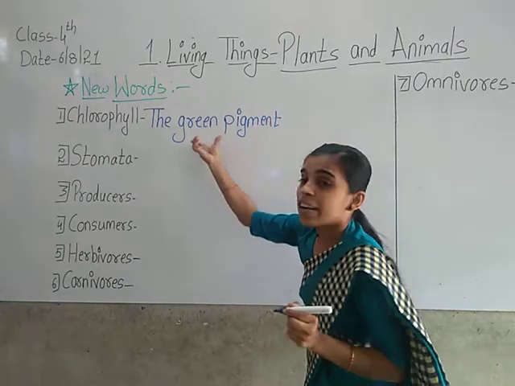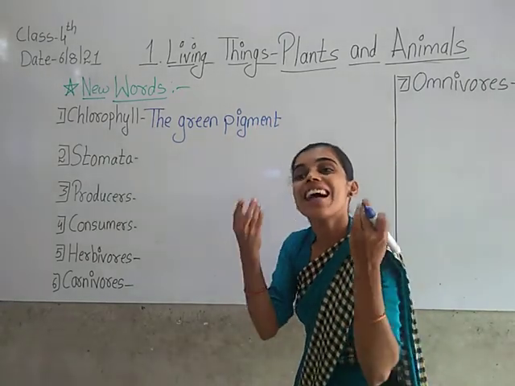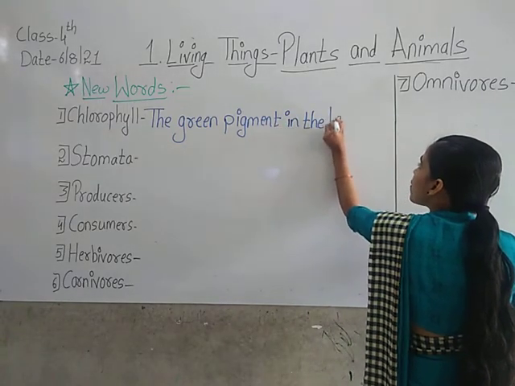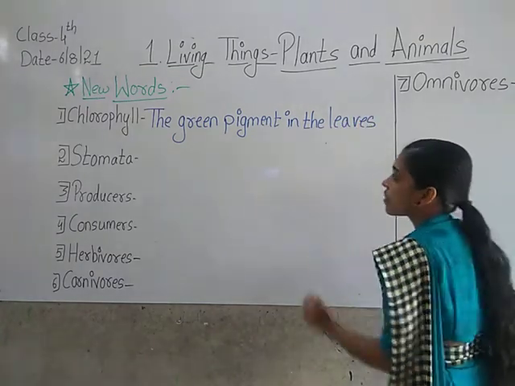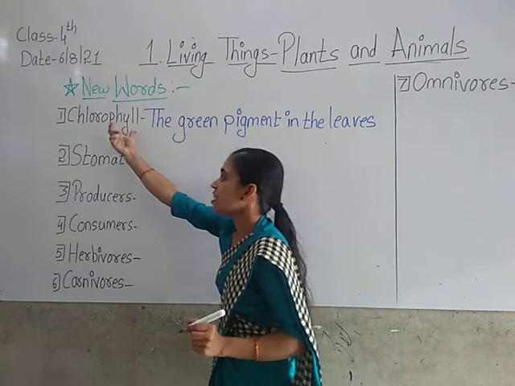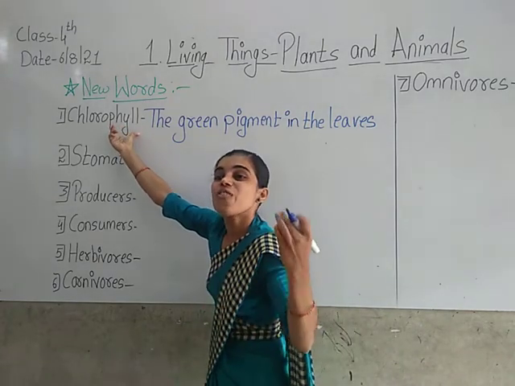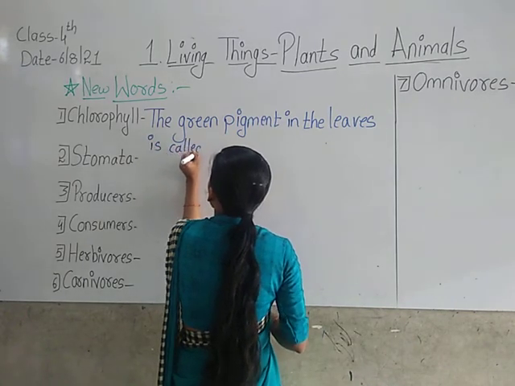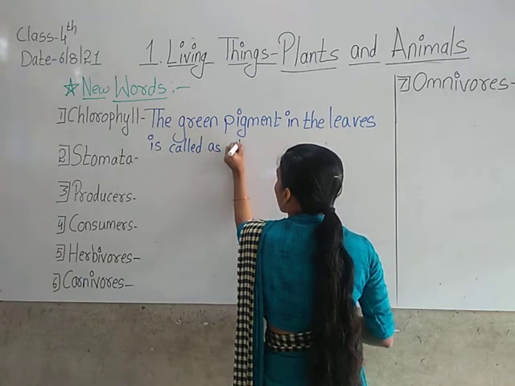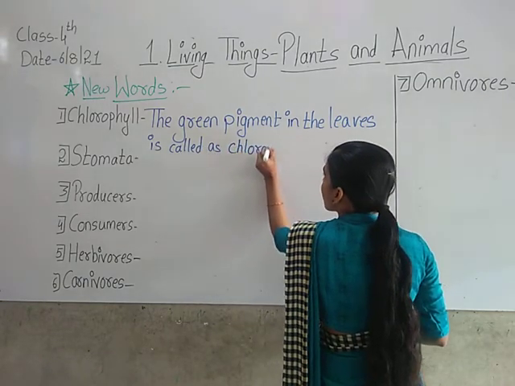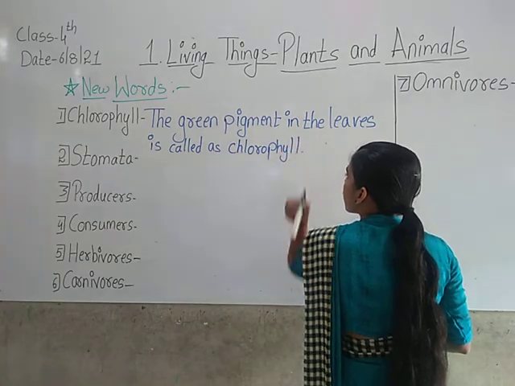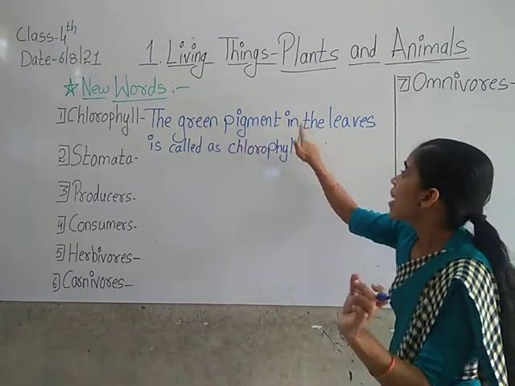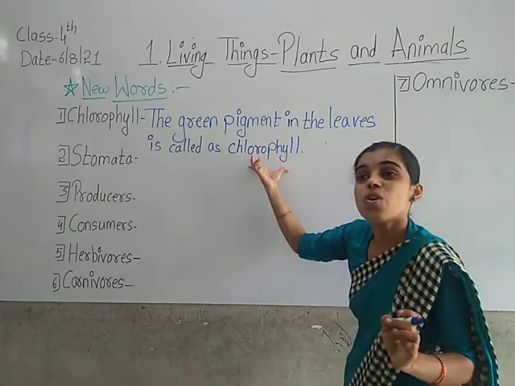P-I-G-M-E-N-T. The green pigment means the green color in the leaves is called, what is this? Chlorophyll. So, the meaning of chlorophyll is the green pigment in the leaves is called chlorophyll.